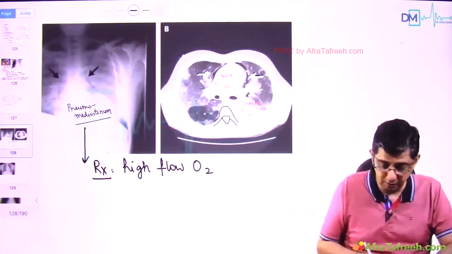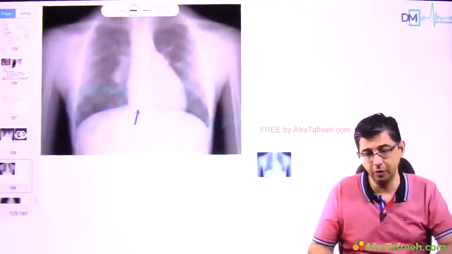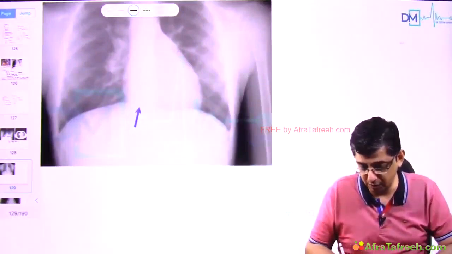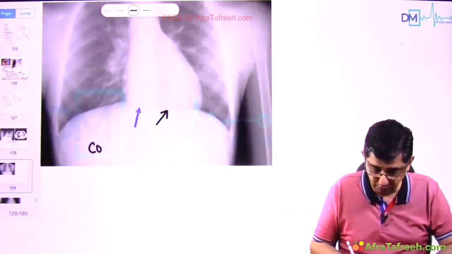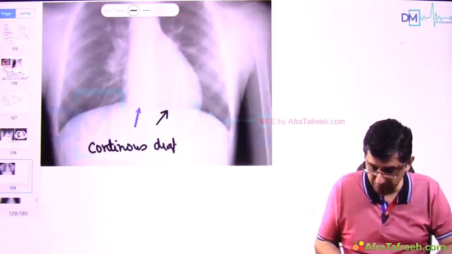In fact, if they give you a chest x-ray, you may notice that sometimes the air may not be seen around the heart, but the air will be present, as you can see, as a thin sliver of air which is present below the heart of the patient. So the continuous diaphragm sign of pneumomediastinum is also reflected here.